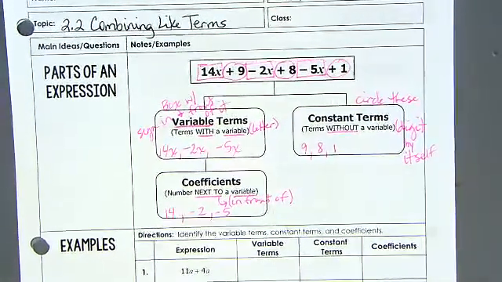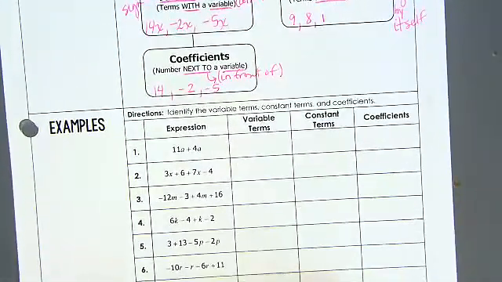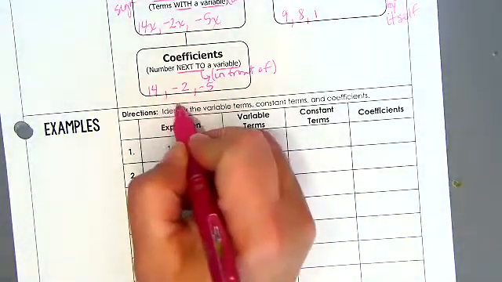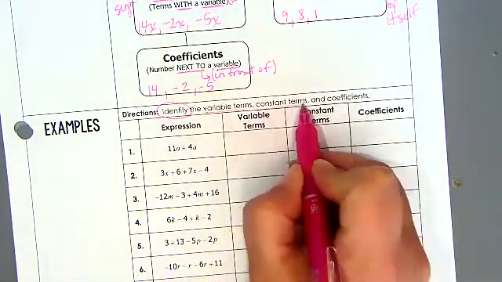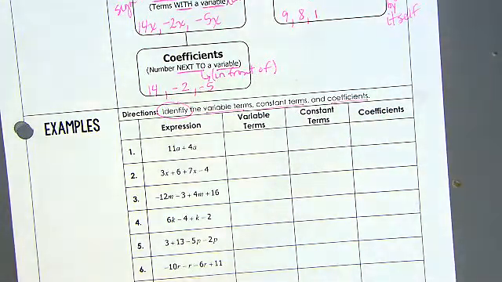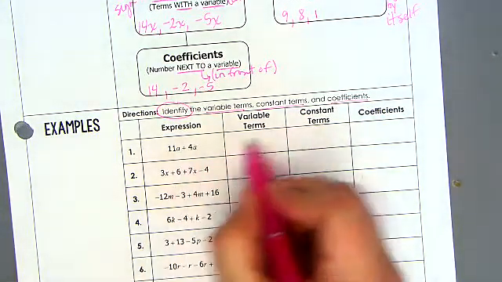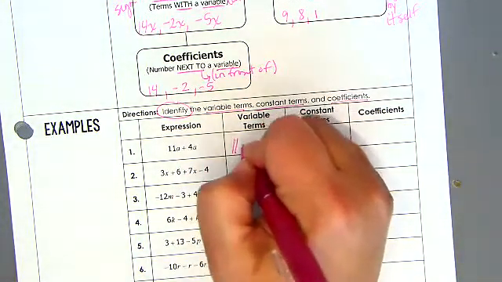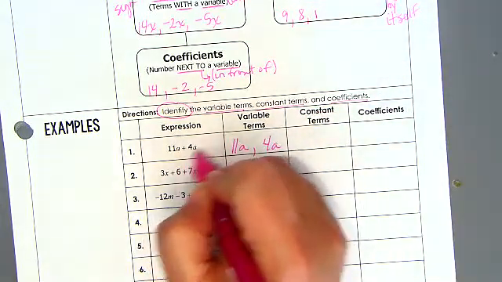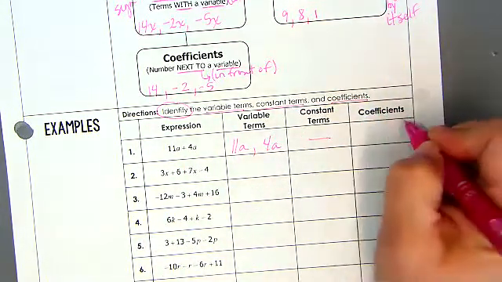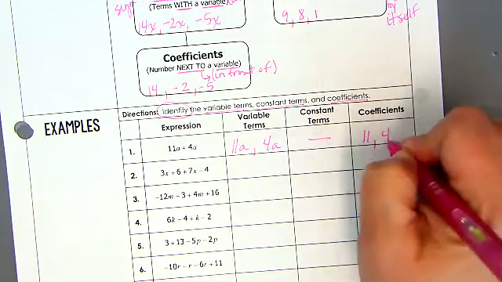Here we go. Let's work a few examples where we're labeling. My directions right here are to identify the variable terms, constant terms, and then the coefficients. All right, so if I'm looking at this, the variable terms are 11a and 4a. There are no constant terms because there's no numbers without a letter. The coefficients are 11 and 4.